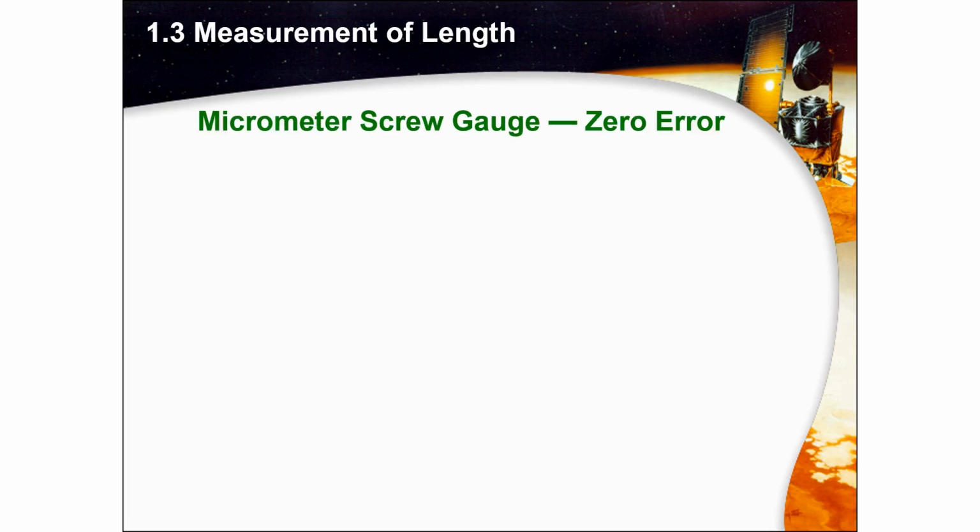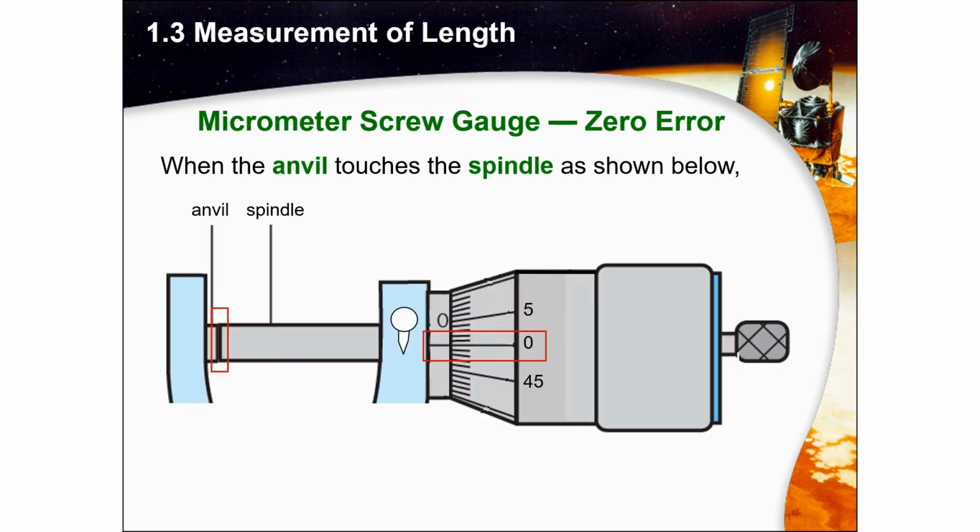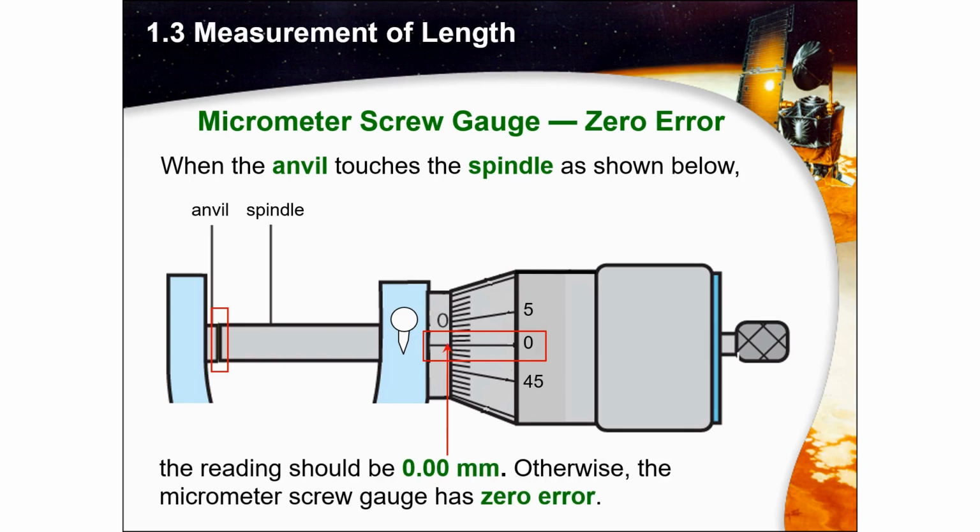We have studied zero error in the vernier calipers, and now it's time for us to understand the zero error for the screw gauge. Let's see. When the anvil touches the spindle as shown below, we can see the anvil and spindle touching closely, and then we have a zero that is in a straight line. So it means there is no error, because it's exactly at 0.00 millimeter. If it is not coinciding, that means it has zero error.